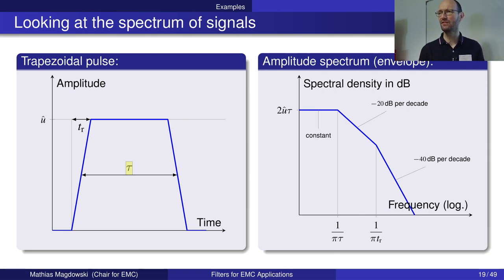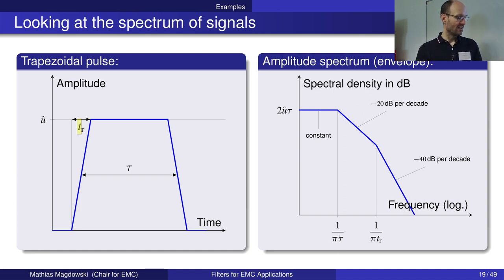Have you done calculations in decibels already? Okay, yeah. So it means that if we double the frequency, the amplitude will go down by a factor of 2. Or if you have 10 times the frequency, the amplitude will go down by a factor of 10. And then there's a second break frequency, a second corner frequency, and this depends on the rise time, which is this one here. After this second corner frequency, the amplitude goes down with minus 40 dB per decade, which means if you double the frequency, you divide the amplitude by 4. Or if you have 10 times the frequency, you just have a hundredth part of the amplitude.